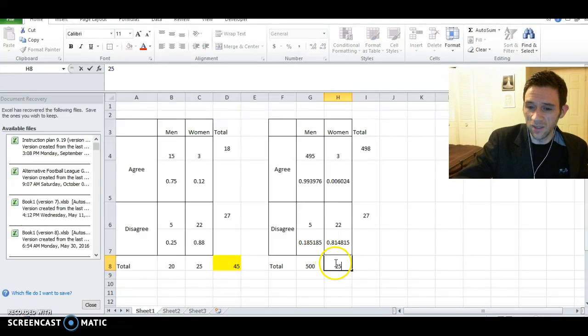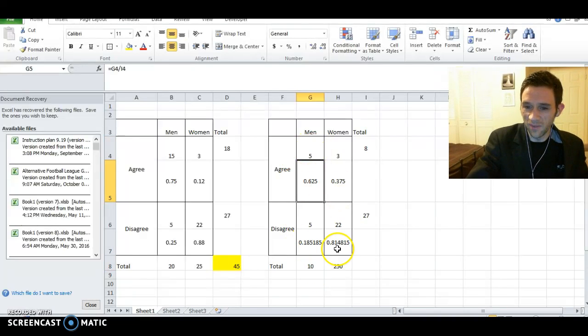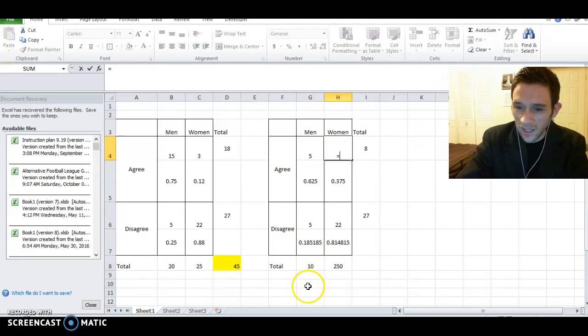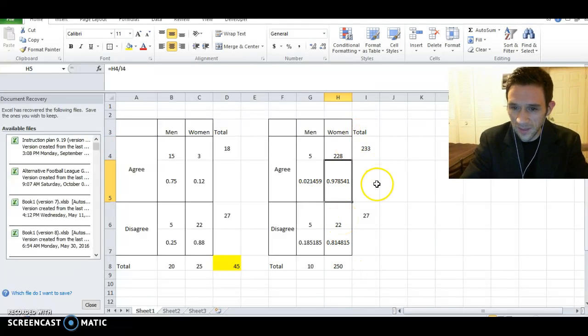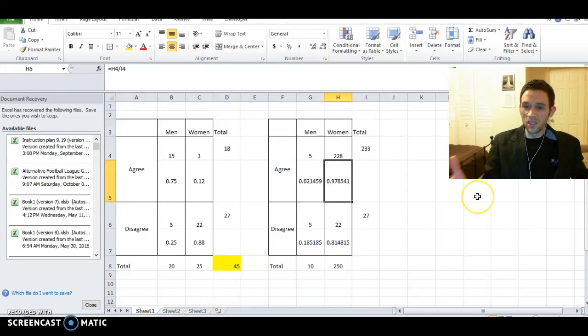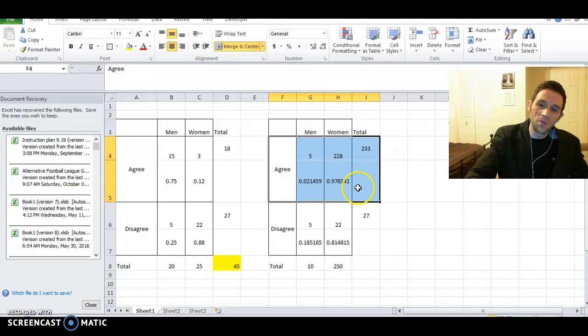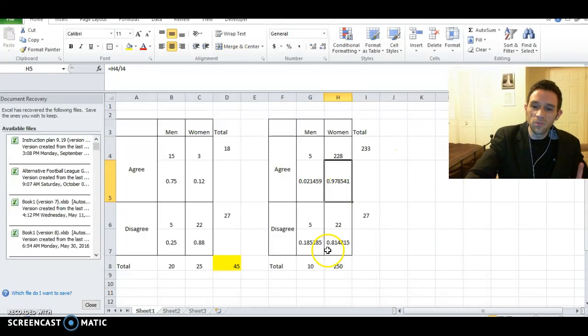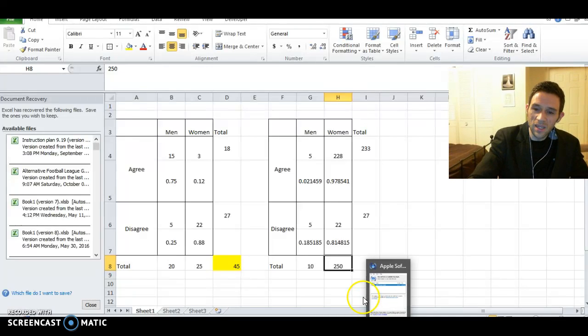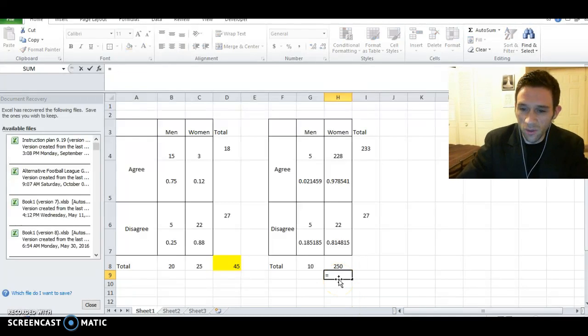And in fact, by that token, we could reverse it and make this 250 and this like 10. So that leaves us 5 here. And this will be 250 minus 22. Okay. So now it looks like tons more women agree than disagree. That's not what this column means. It means of all those who agree, 98% were women, but that's because so many of the people in the study in general were women.